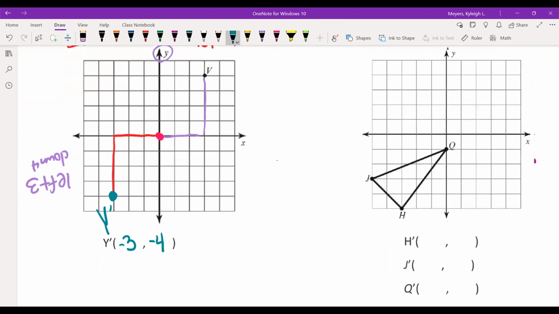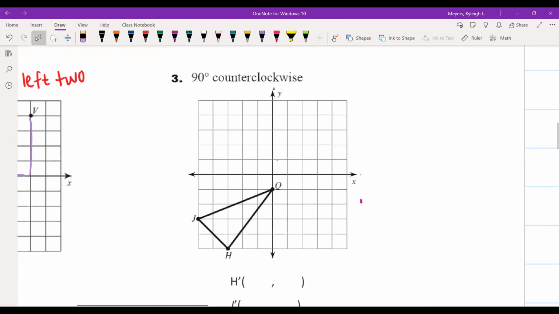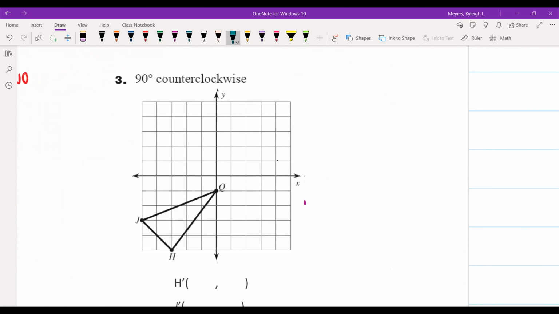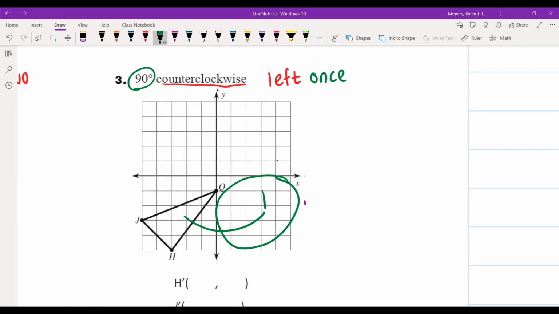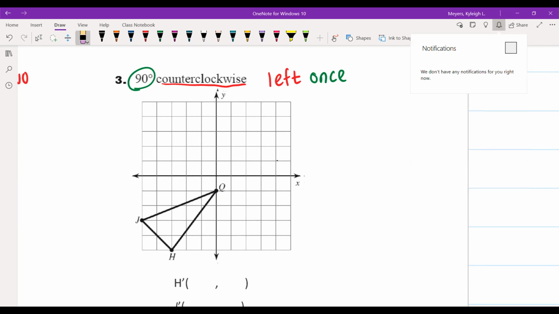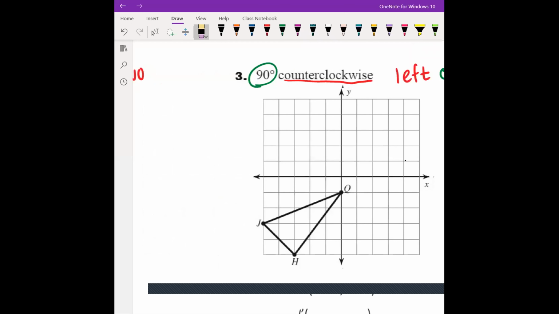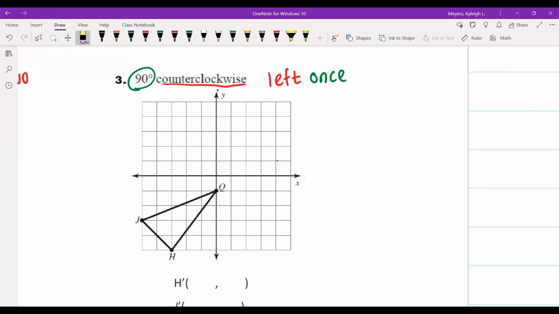Okay, so let's do that now with a whole shape. 90 degrees counterclockwise. Again, counterclockwise tells me I'm going left, and 90 degrees tells me I'm doing that once. So if it's here, I'm going to the left one time. So it'll be in this quadrant somewhere. Now that we know where it needs to be, I'm going to again rotate my screen left once. So now my X is facing down.